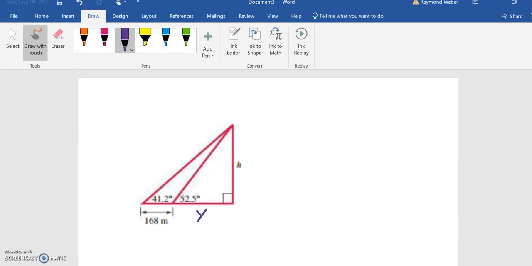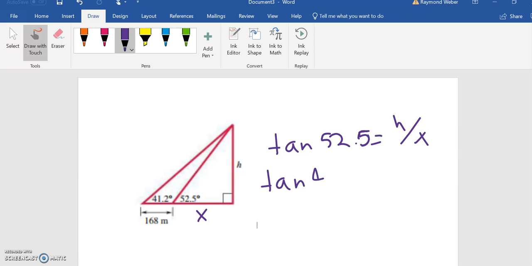We're going to need to go through this point down here, and I'm going to start by setting up some equations. For this inner angle, the tangent of 52.5 equals h over x. Then on the outer, the whole one, the tangent of 41.2 equals h over 168 plus x. Now, we went over how to solve this algebraically, but we can also do this on our graphing calculators.